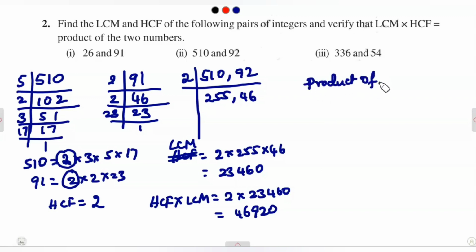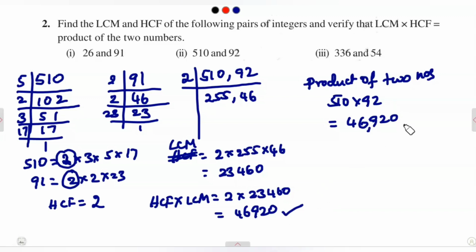Product of two numbers. What are the two numbers? 510 into 92. So let's find the product of these two, which is 46,920. If you do the calculation, you'll get the same number. So we verified that the product of HCF into LCM is the same as the product of the two numbers. Thus verified. Now let's go to the third question in this.